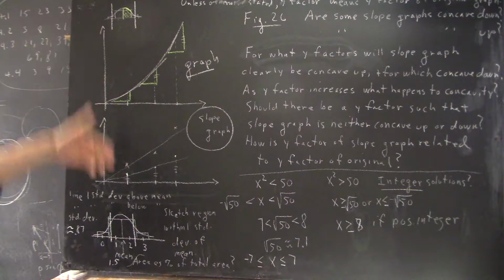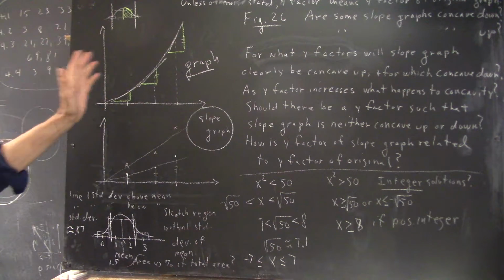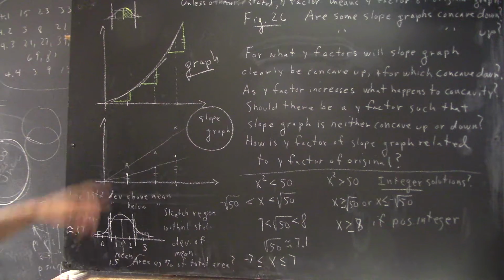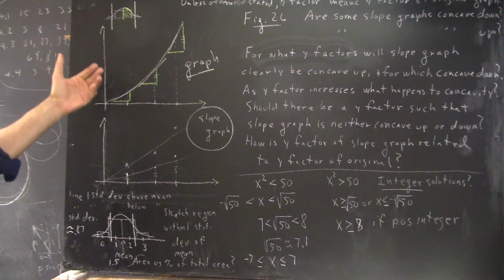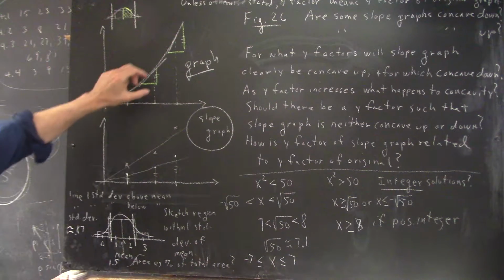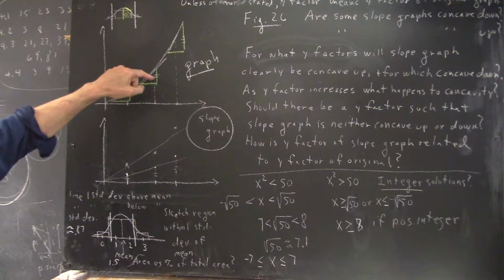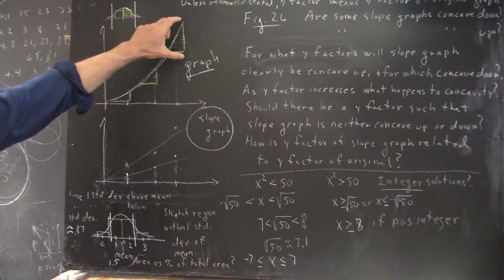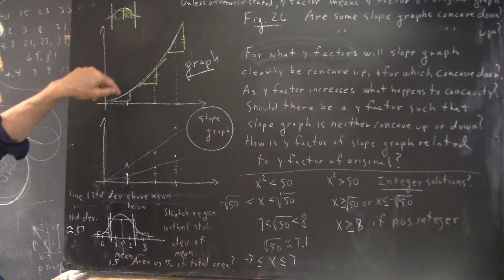There's no scale on this graph. Okay, so we don't have any way of knowing what the run is or what the rise actually is. So we don't know what the slope actually is. What we do know is if this is twice as big as this, then this slope is twice as big as this. If this is 3 times as big as this, then this slope is 3 times as big as this.